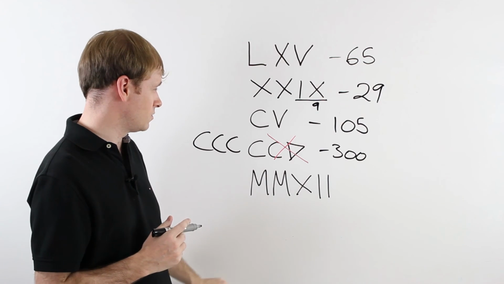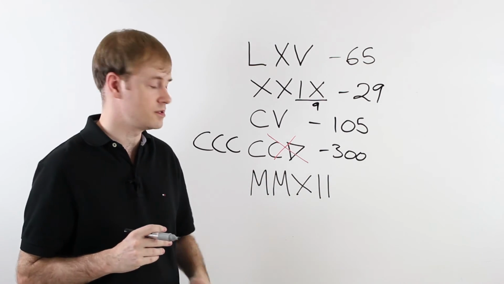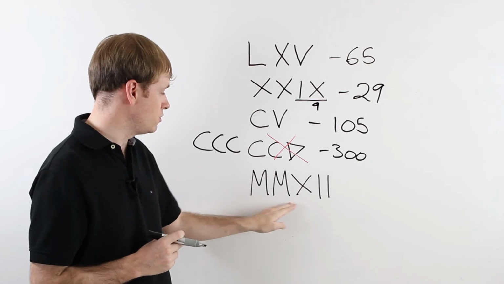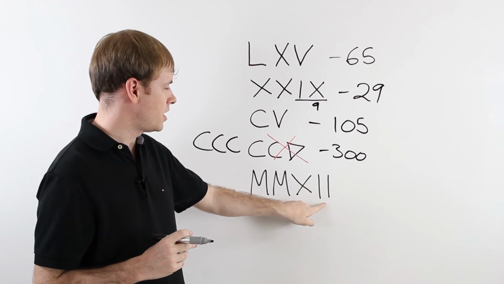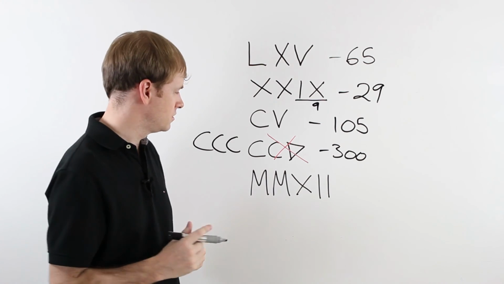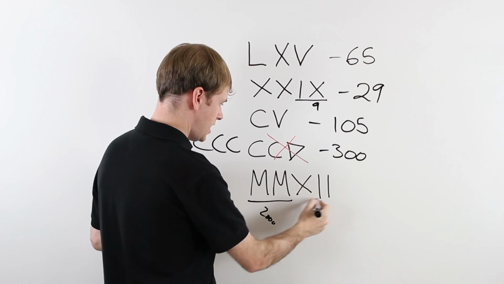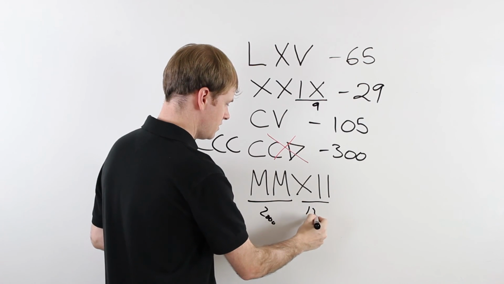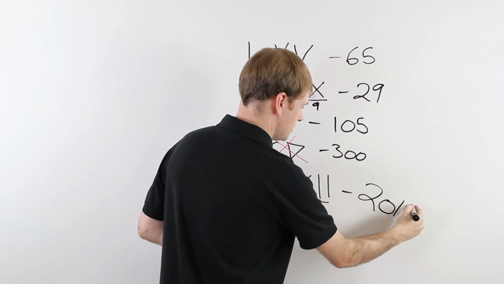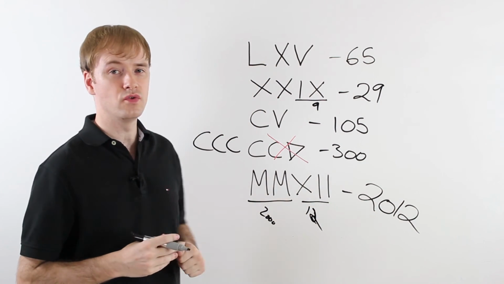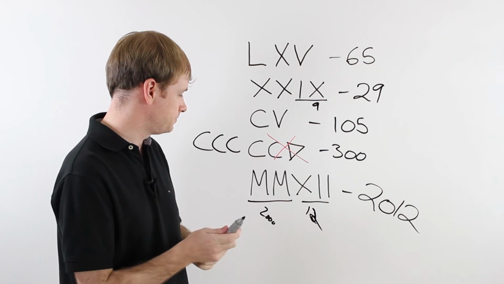All right, the last one. MMXII. M, 1000. M, 1000. 2 M's, 2000. X, 10. II, 12. So this is going to be 2000. We know that. X, II, that's 12. Oops, put them together. That is a year, 2012. It is written MMXII.